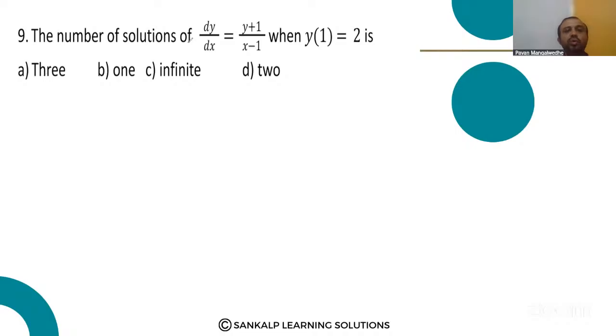How many solutions are there? The number of solutions for dy by dx is equals to y plus 1 upon x minus 1 when y of 1 is equals to 2. The given condition is there. Again, 1 minute time for you. Just try to solve this.